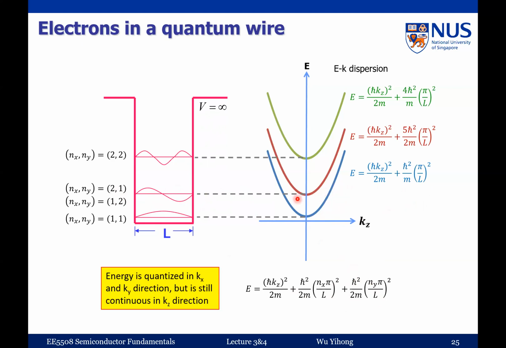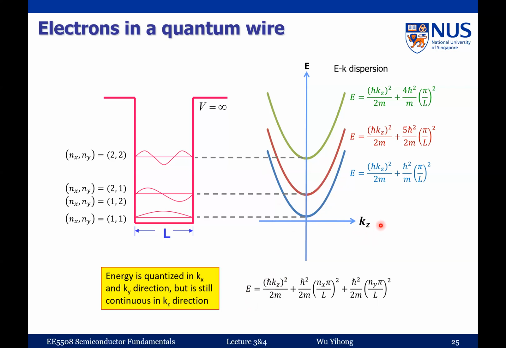And then if you look at the dispersion, this means the energy as a function of kz, because now kz is the only wave vector which is able to change continuously. You can see the dispersion still has a parabolic shape. This is similar to the quantum well case. Remember, in the quantum well case, this is not kz, it's k parallel.